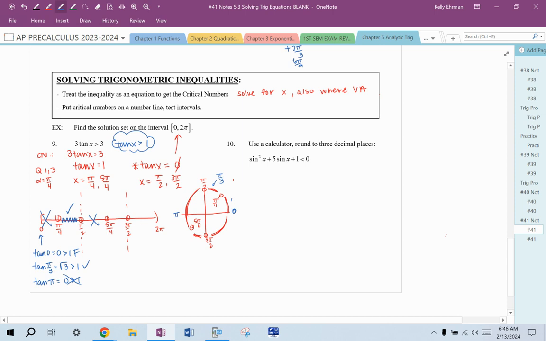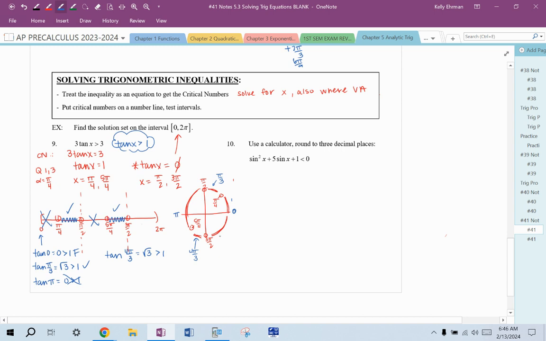If we check between 5 pi over 4 and 3 pi over 2, the option down there is 4 pi over 3. It's the only non-calculator option we have. So tangent of 4 pi over 3 is equal to positive radical 3 again. That's greater than 1. So yes in this section.